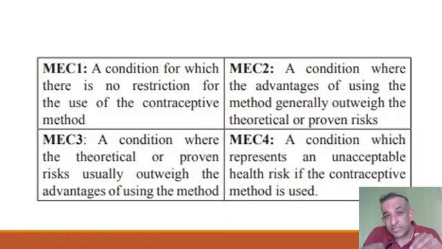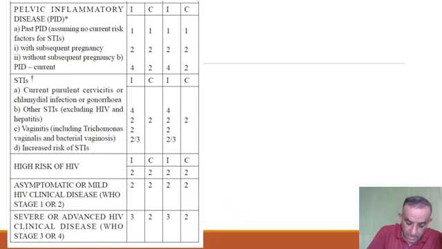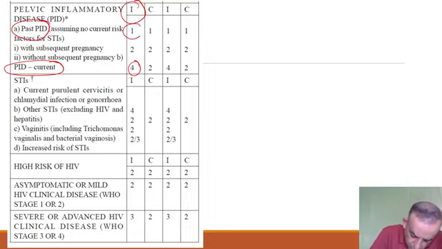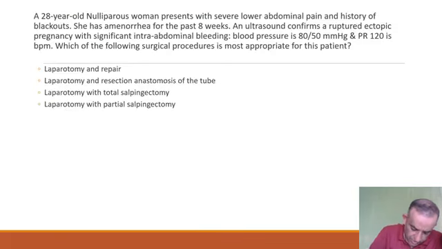So when you're talking about IUCD, I'm trying to tell you the MEC status regarding your previous ectopic discussion which we are having. Okay, so yes, if you see here, if a patient has a current PID, then initiation of an IUCD is MEC status 4. It is a contraindication. All right. Past PID, just now we discussed, is MEC status 1. It is not a contraindication. All right. I'll try to show you the next question now.